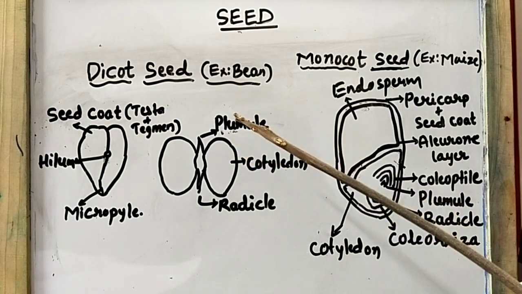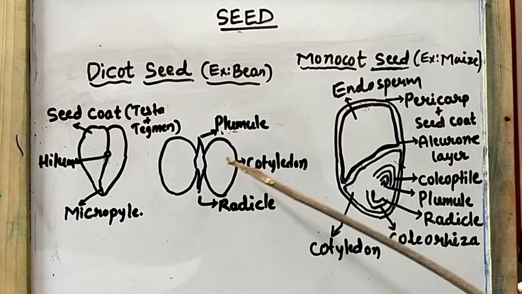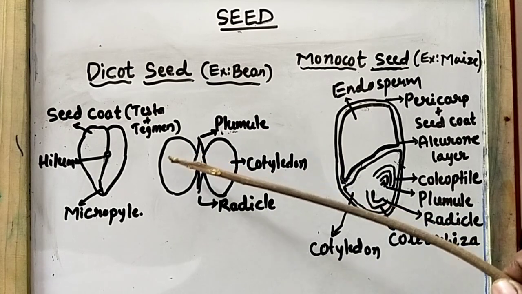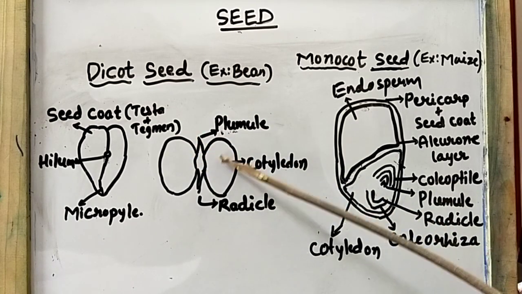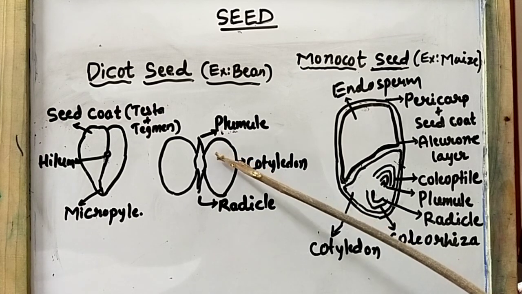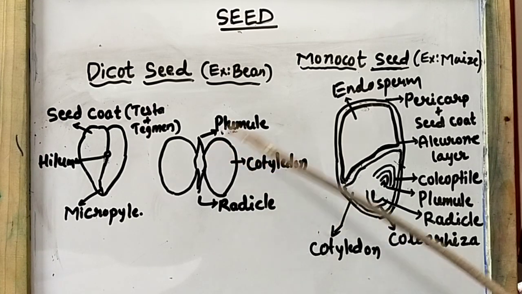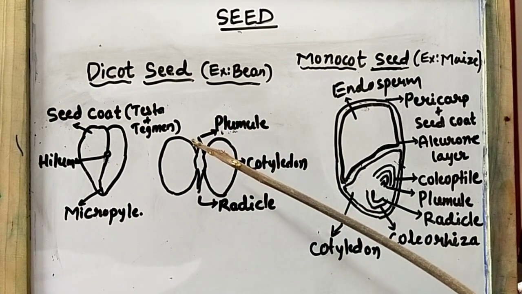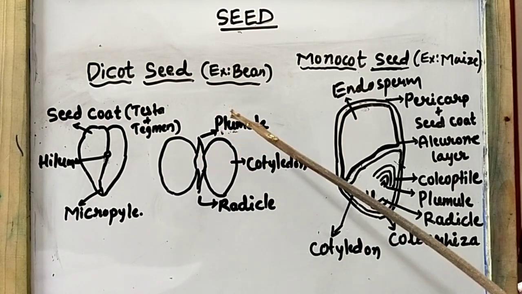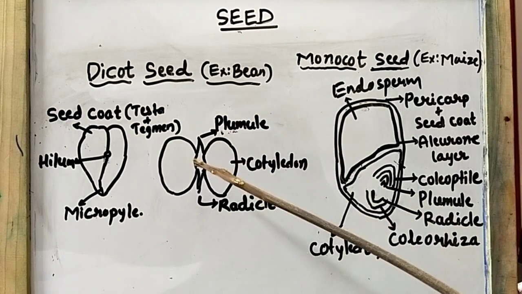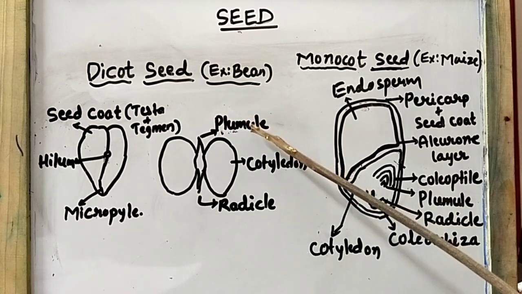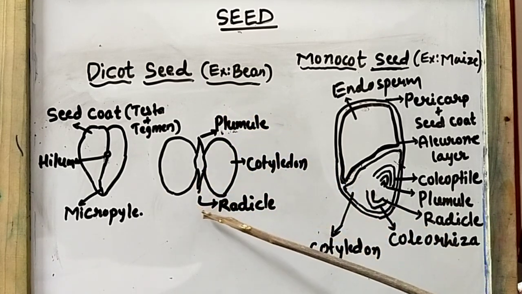Generally these cotyledons are very thick and store reserve food material. Storage of food material usually takes place in the cotyledons. The function of the cotyledon is to give nourishment for the developing embryo. If you see here, in this dicot seed, the upper part is the plumule and the lower part is the radicle.